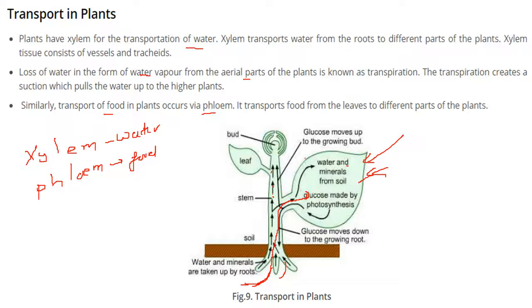In a similar manner, the transport of food in plants is done by phloem. So it transports food from the leaves to different other parts of the plant.